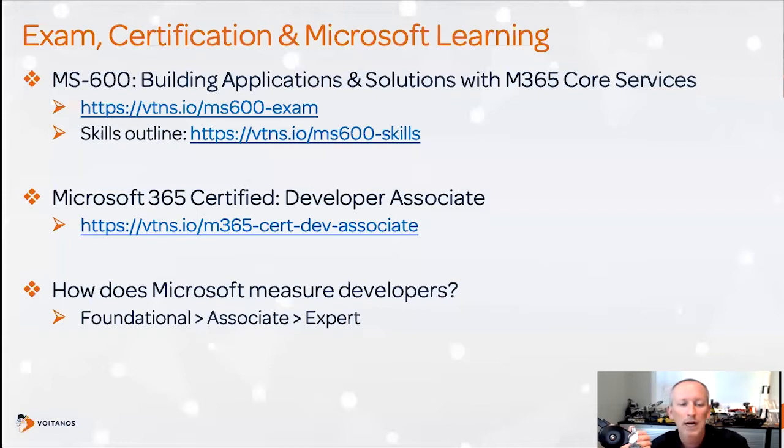So what the idea was, when the exam was kind of designed, you're supposed to be associate level at Microsoft Identity and at the Microsoft Graph level. But the other three workloads, SharePoint, Microsoft Teams, and Office add-ins, are supposed to be more at the foundational level. That's the way it was supposed to work out.